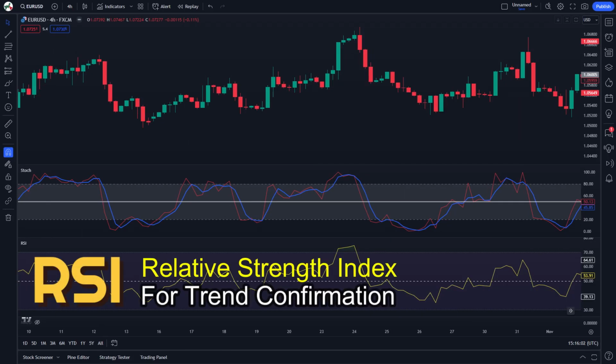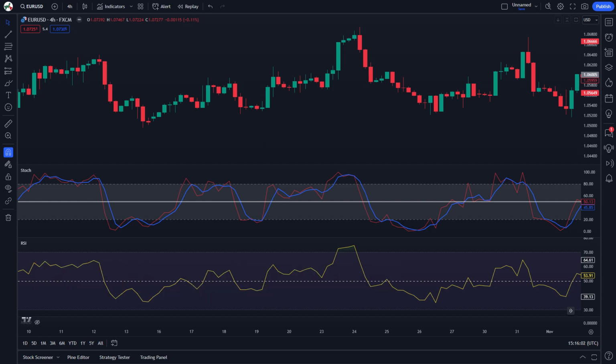RSI for trend confirmation. The Relative Strength Index, or RSI, is a technical indicator used in the analysis of financial markets. It is intended to chart the current and historical strength or weakness of a stock or market, based on the closing prices of a recent trading period.